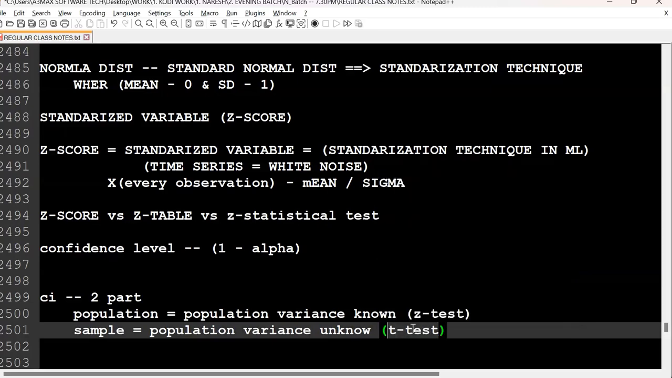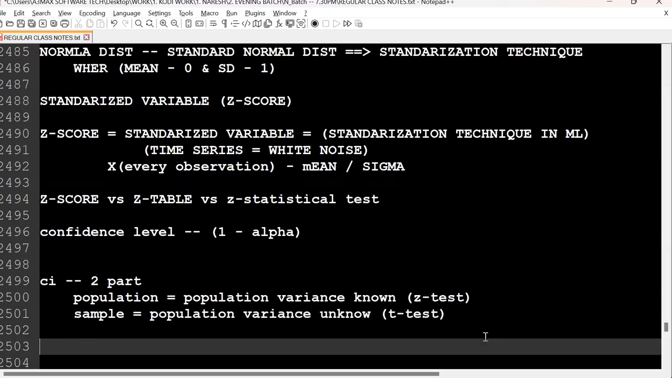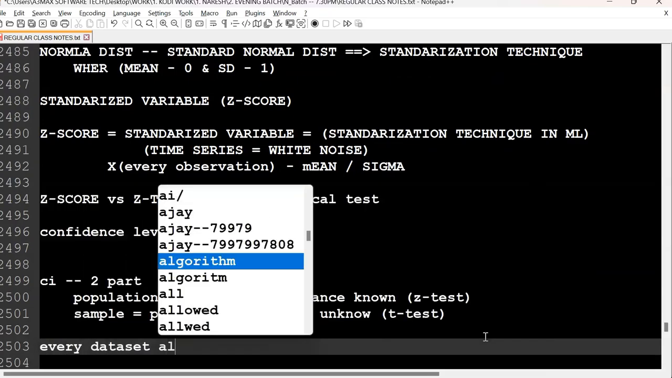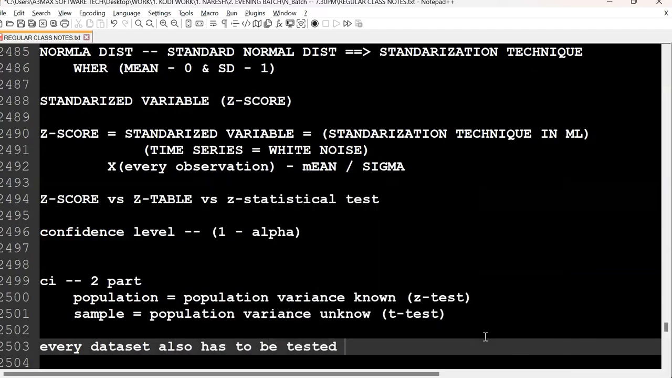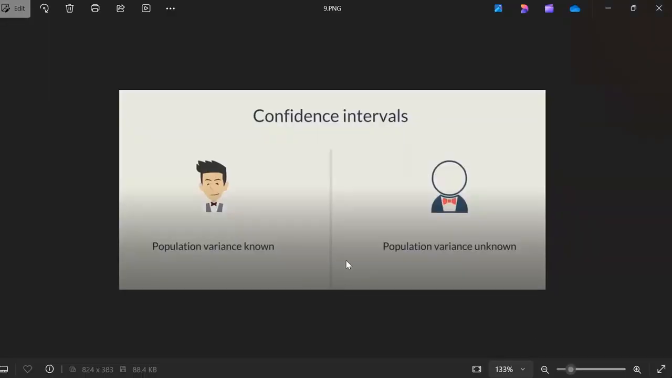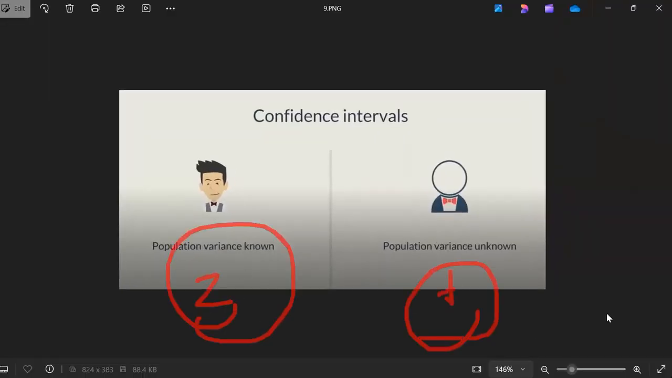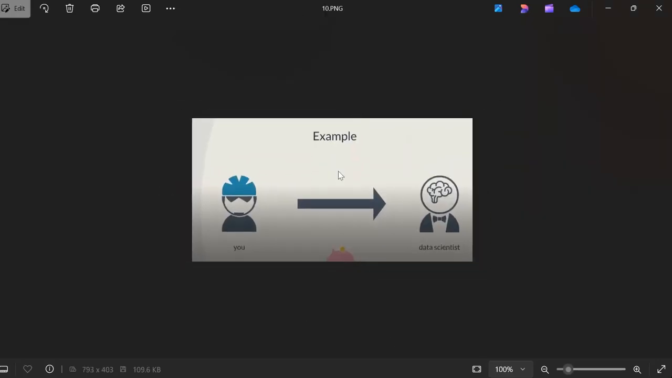My question is, in the world, everything has to be tested or not? The same way in data science, every data set also has to be tested, guys. Understand? So this is called Z, and this is called T. Now listen to this. For example, let's assume you're working as a data scientist. Let's come back to the situation.